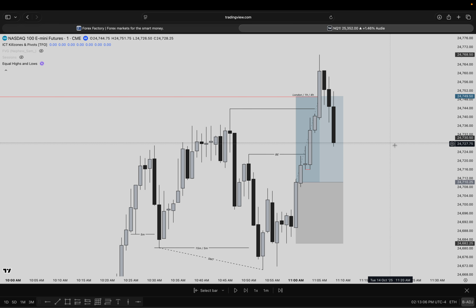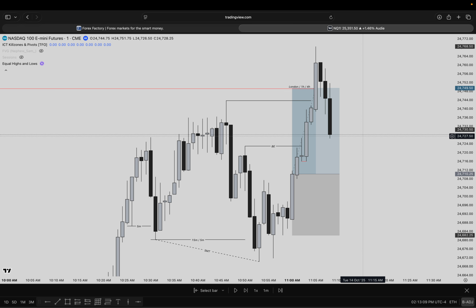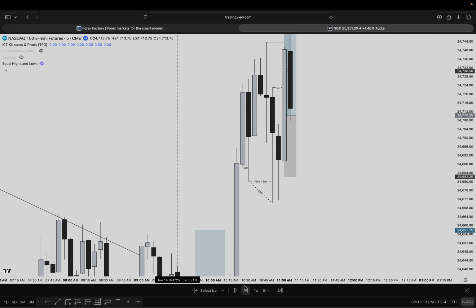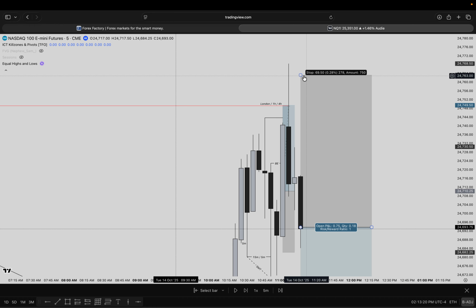And at this point, it's past kill zone, nothing else to take. I mean, you could probably take shorts off here. Let's see what there is. We have a 5 minute, so if we get an inverse, okay, we respect the 5 minute, and then we get a dump here. This is a pretty clean trade.